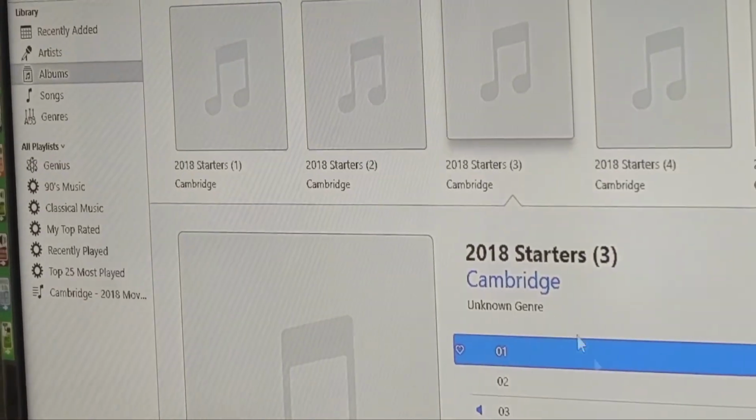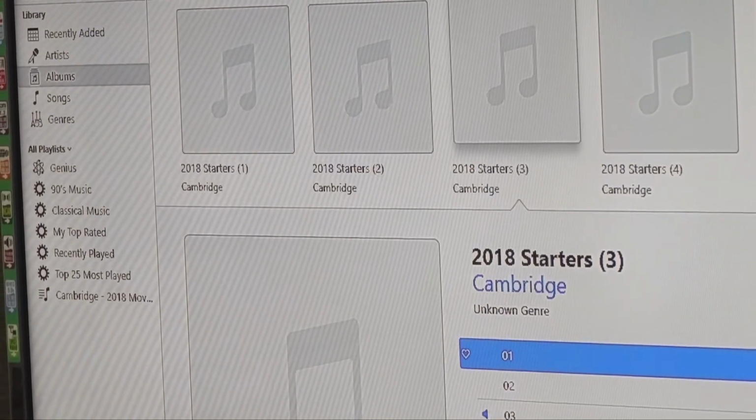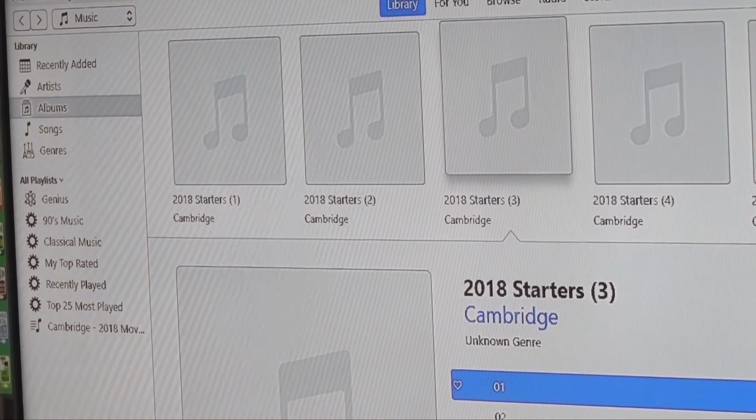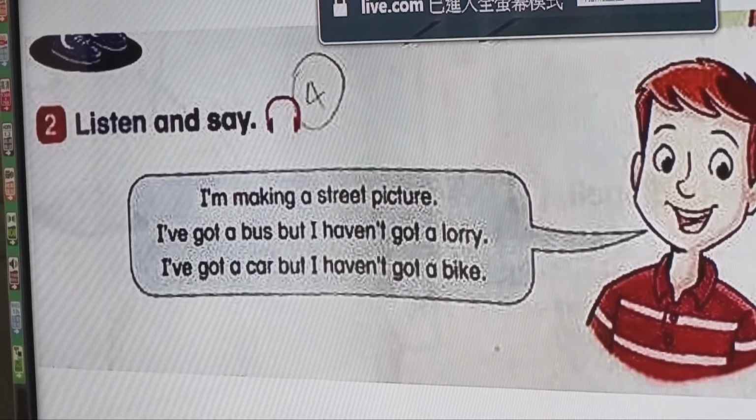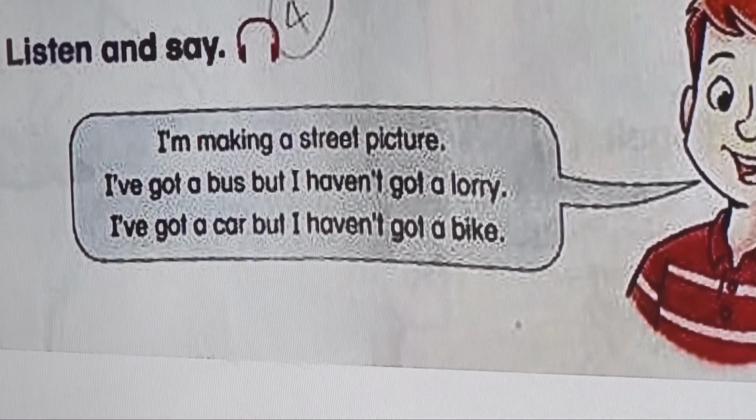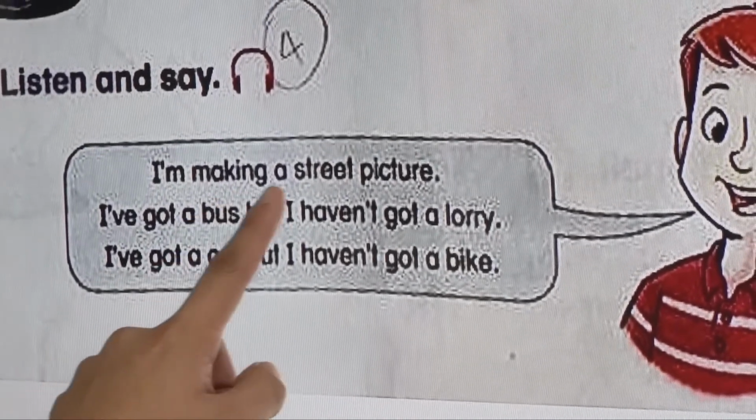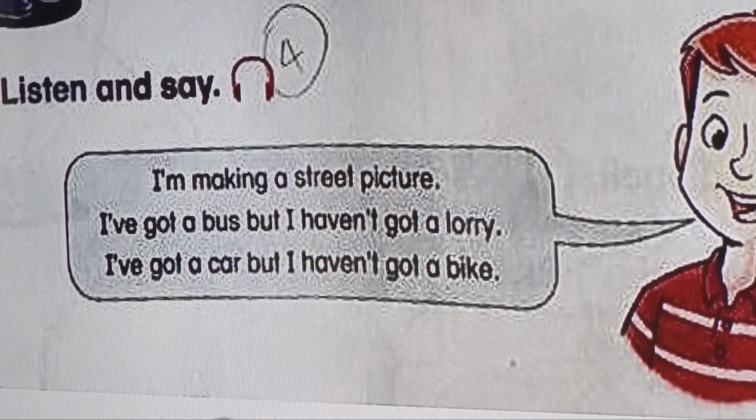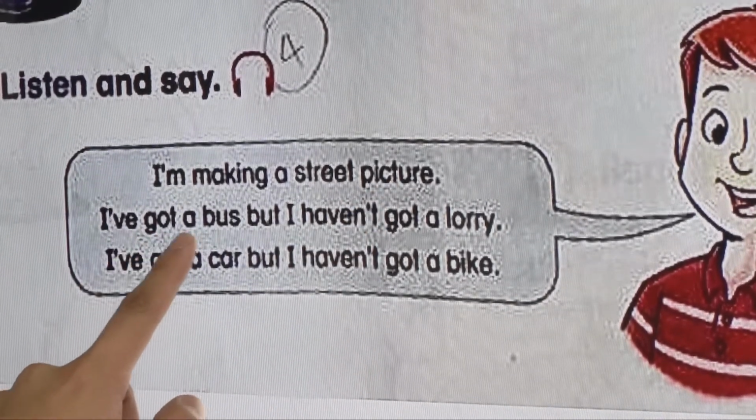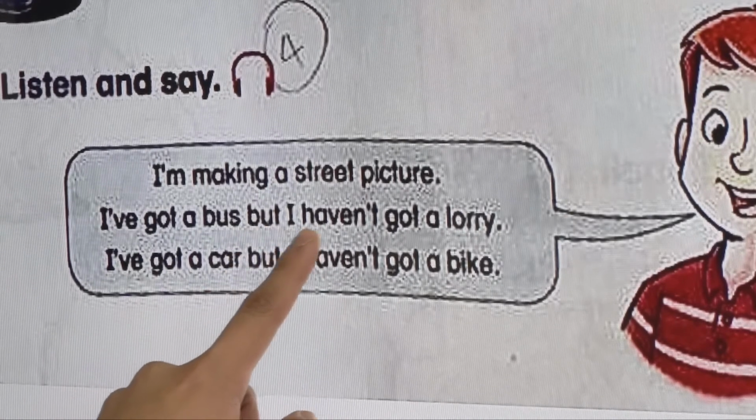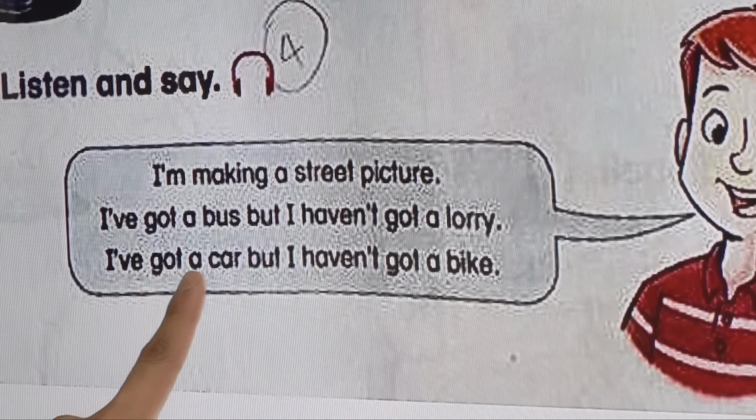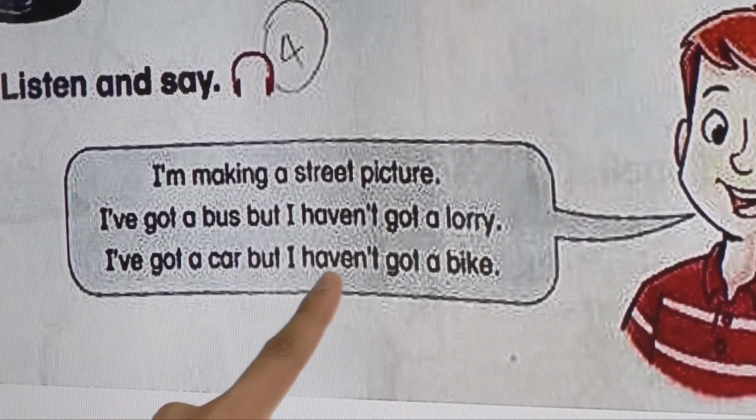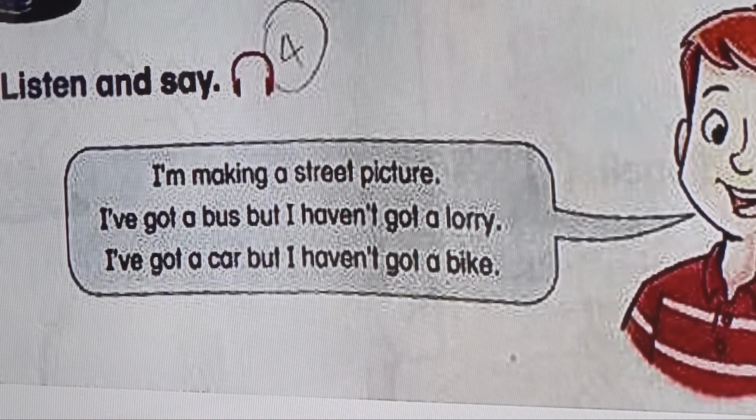Unit 5, Lesson 3. 2. Listen and say. I'm making a street picture. I've got a bus, but I haven't got a lorry. I've got a car, but I haven't got a bike.